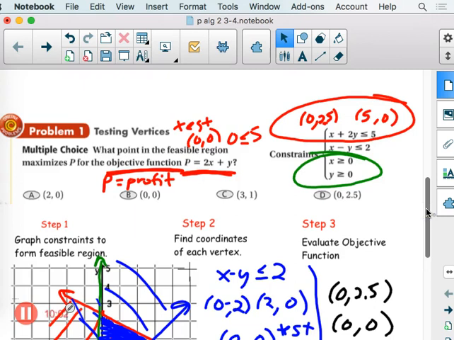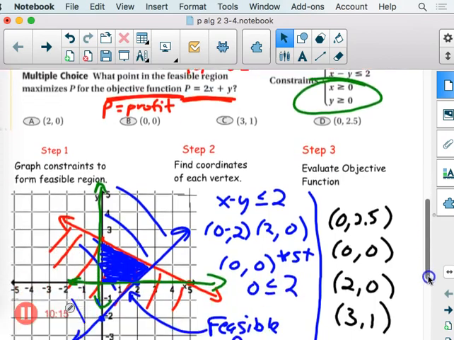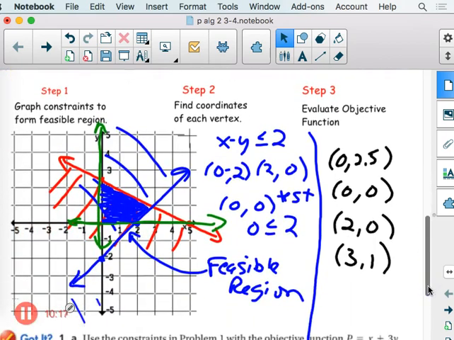3 plus 2 is 5. Good. But it can't just work for 1. It has to work for all of them. 3 minus 1 is 2. It works. And it's definitely bigger than 0. We didn't have any negative numbers in there. So now, the business we're talking about should produce at one of those 4 spots.